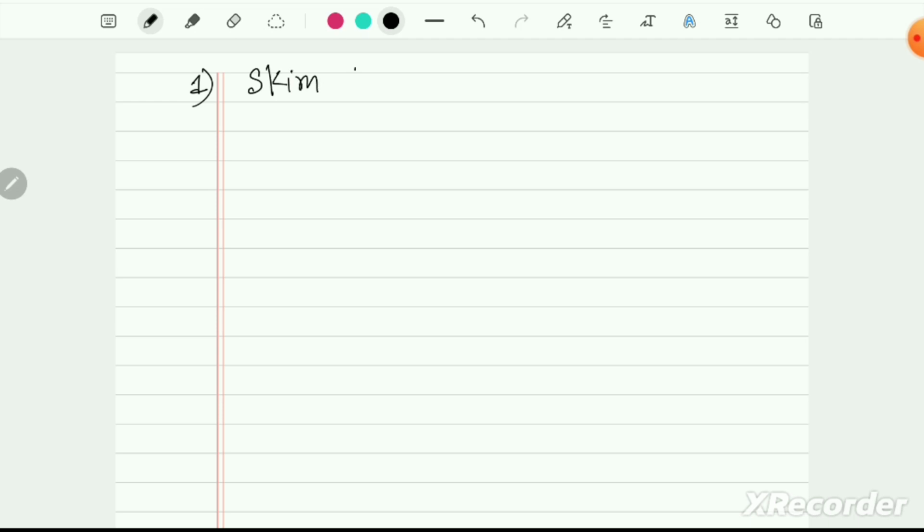Skim the passage. Okay, so what is skimming the passage? Before diving into the questions, quickly skim the passage to get a general idea of the topic, structure and main points. Pay attention to the headlines, subheadings and keywords. And you might know what keywords actually are.